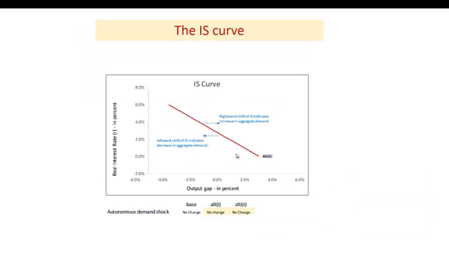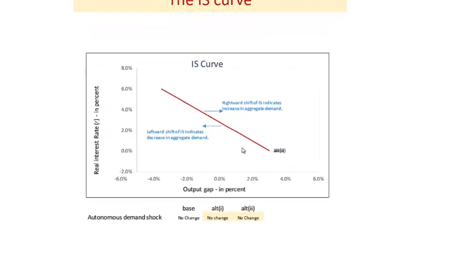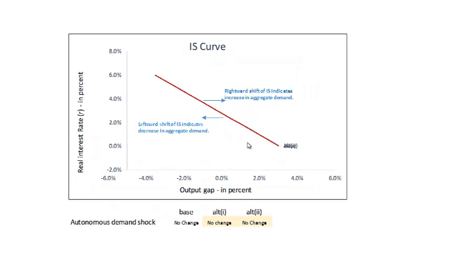We can easily incorporate autonomous changes to aggregate demand into our IS curve. For example, let's suppose that we have an autonomous increase in aggregate demand. Suppose that the government spends more. In this case, the red IS curve shifts to the right. Alternatively, let's suppose that we have an autonomous decrease in spending. For example, the government tightens its belt. In this case, the red downward sloping IS curve shifts to the left.